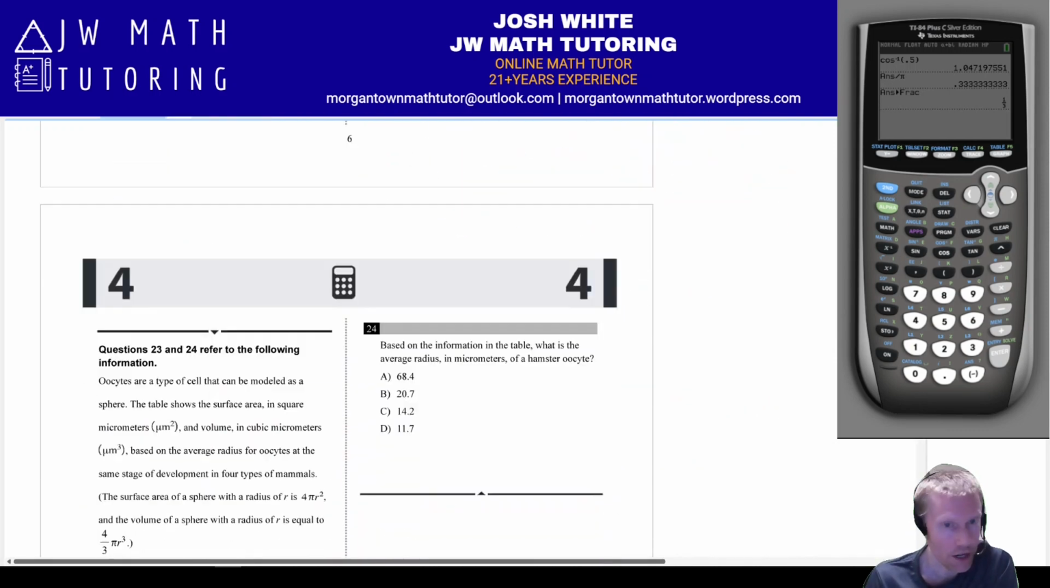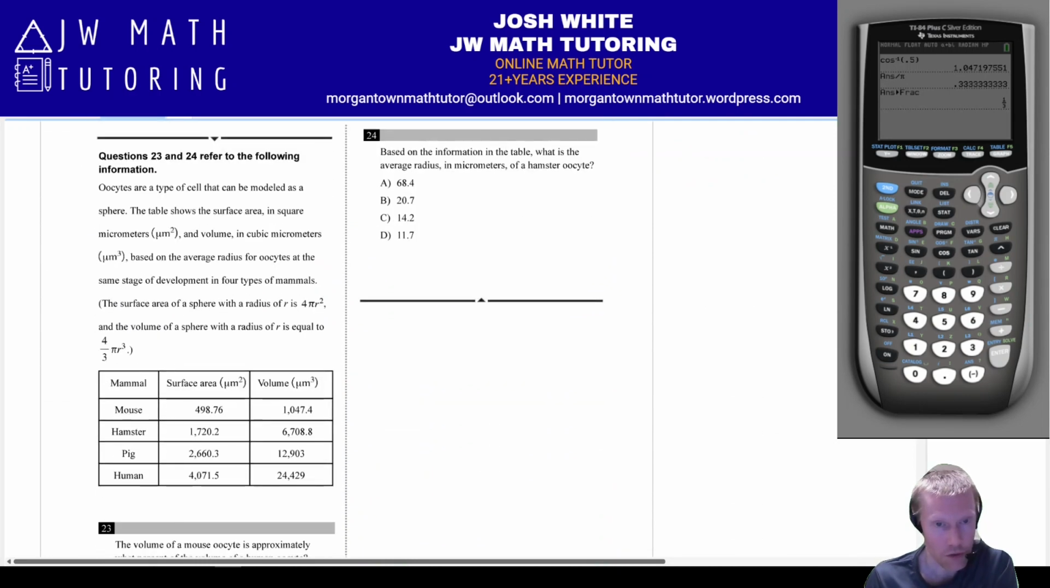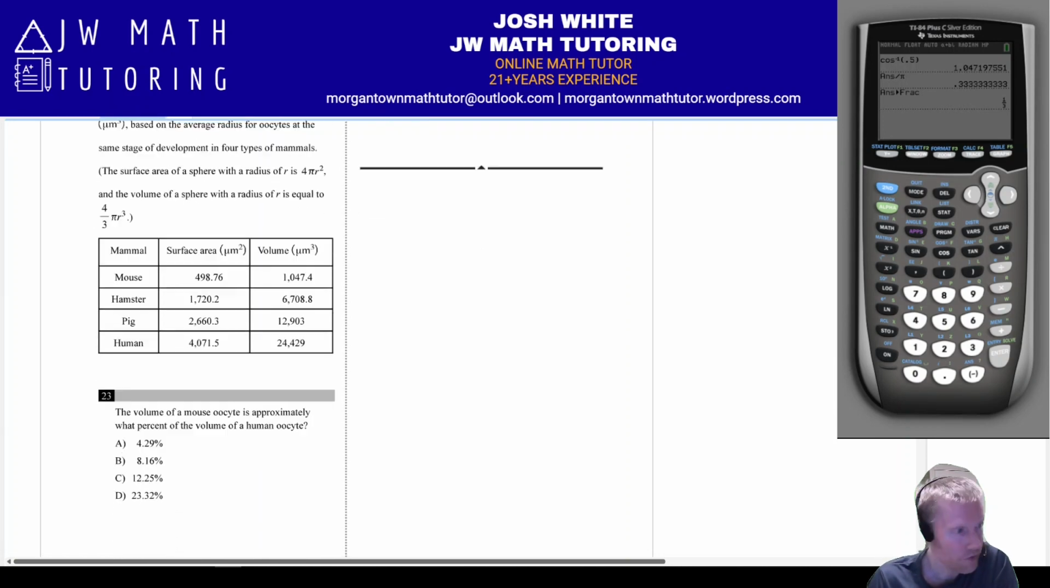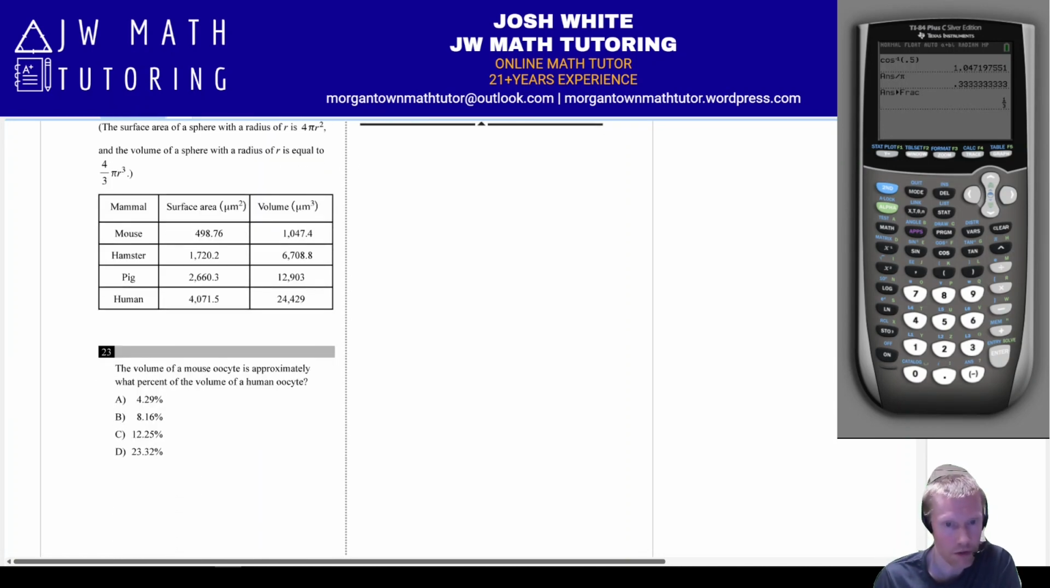All right, moving on now to questions 23 and 24. The next page, here we have a chart which has a bunch of values in it, and there are two questions that reference it. The first one at the bottom here is number 23, and you're just finding the volume of this mouse, whatever this substance is, oxide.